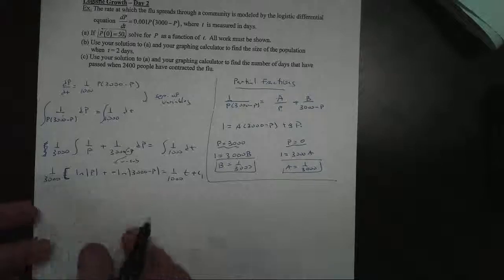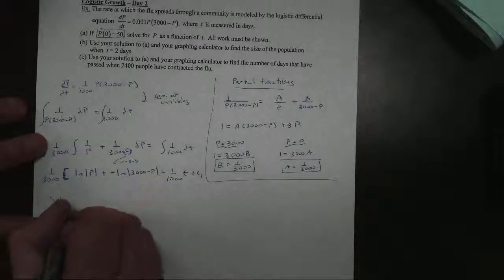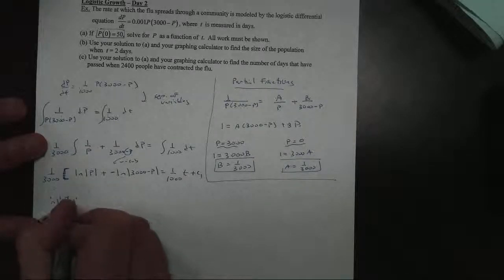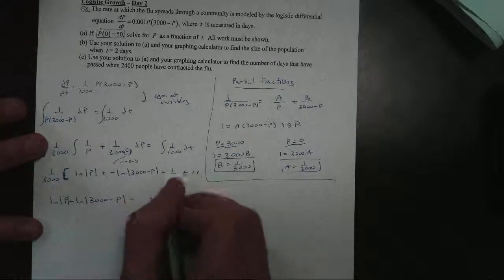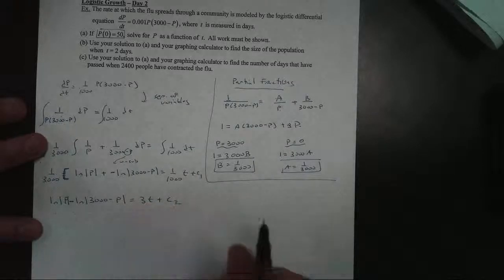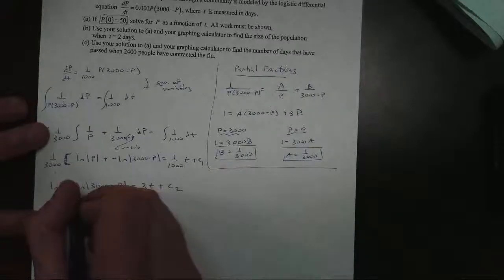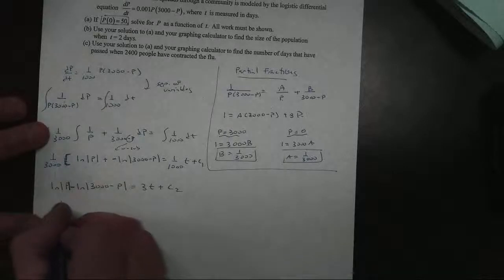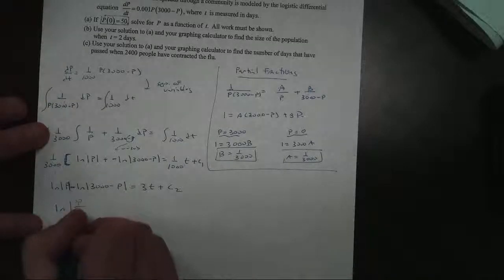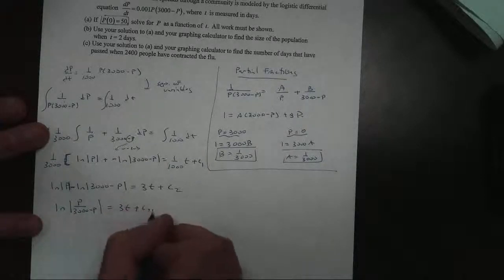And that's a lot of work we've done. I'm going to go ahead and multiply both sides by 3,000 just to make this look prettier. And I get the natural log of P minus the natural log of 3,000 minus P equal to 3t plus C2. Remember, C2 is just C1 times 3,000. Before I solve this, I can't exponentiate yet, I'm going to use my log properties. This becomes the natural log of P over 3,000 minus P equal to 3t plus C2.